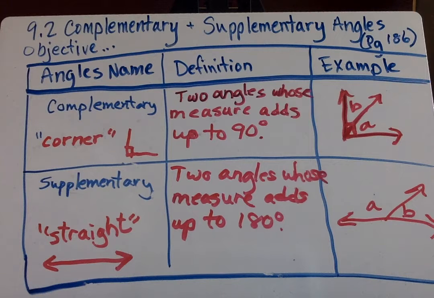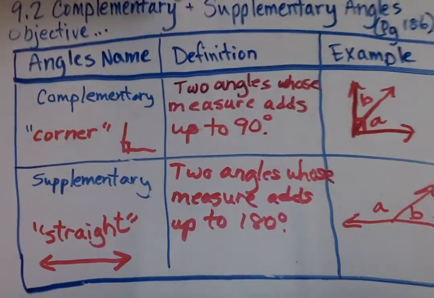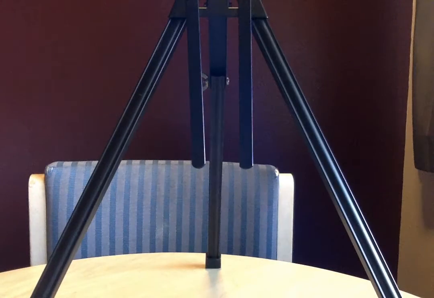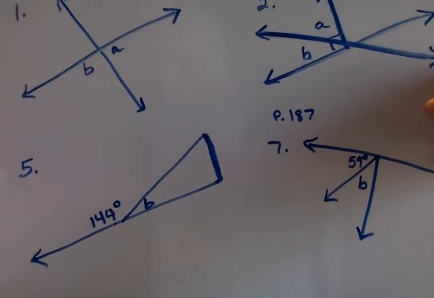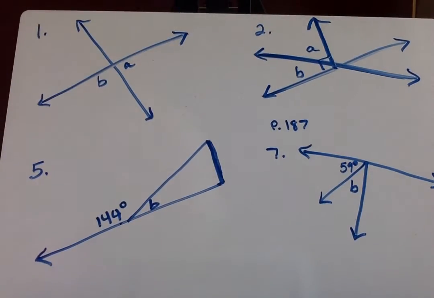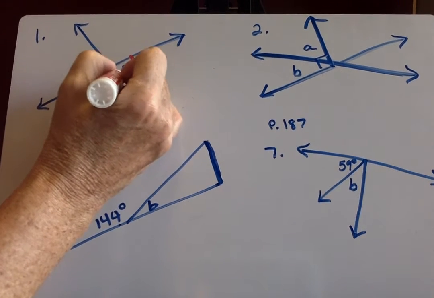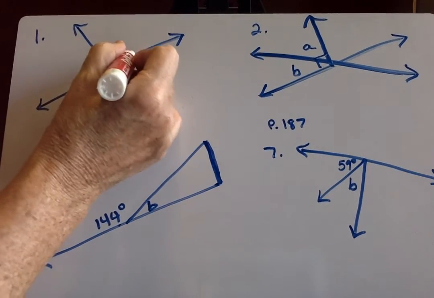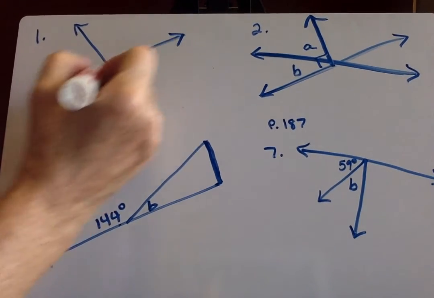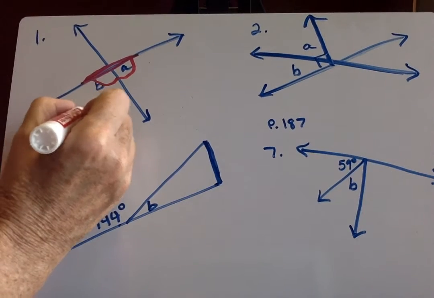Okay. All right, we're going to go ahead and practice some of this. The next part says practice. Determine if the angles are complementary or supplementary. First one, A and B, add it together. Does that make a straight line or a corner? Well, if we add both A and B together, it makes a straight line. So these are going to be supplementary.